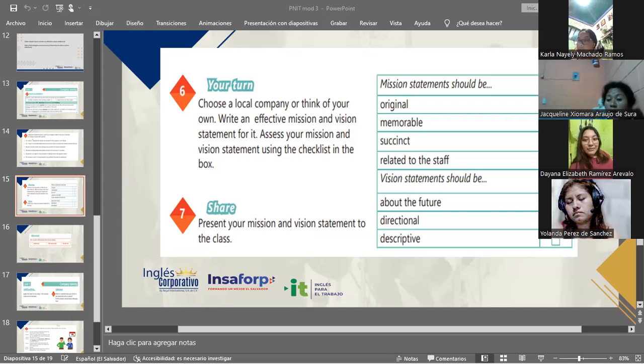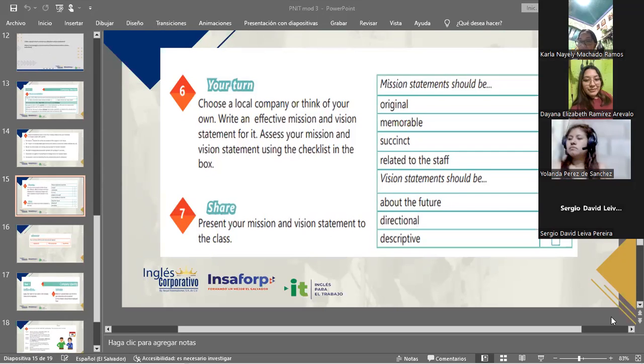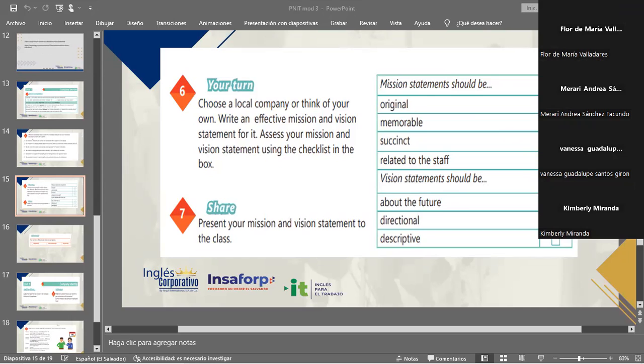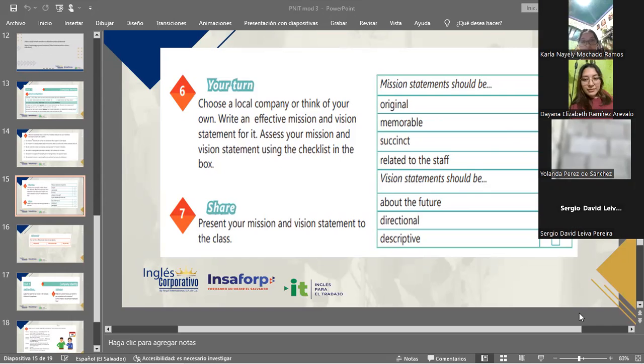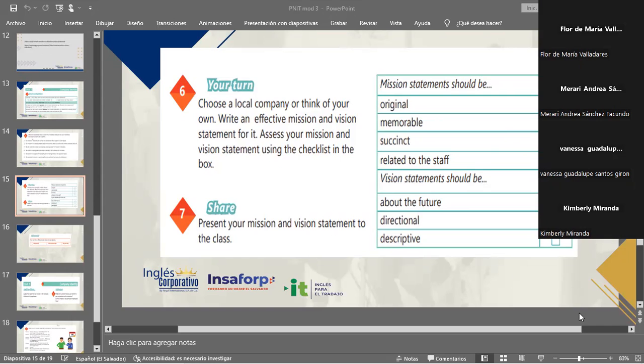Aquí tenemos a Jacqueline Xiomara. A ver, Jacqueline. What is my vision and mission, teacher? The same, of Compassion. Ah, okay. It's the same organization. The same NGO. Okay. All right, good. Okay, I understand. Okay, someone else wants to say it? No. Someone else in the class?